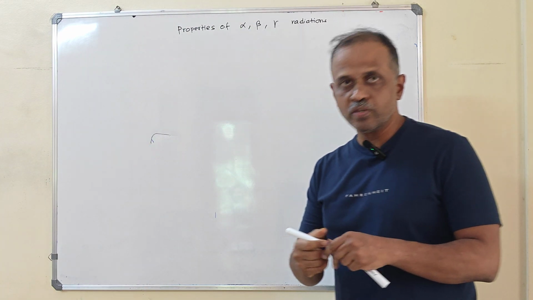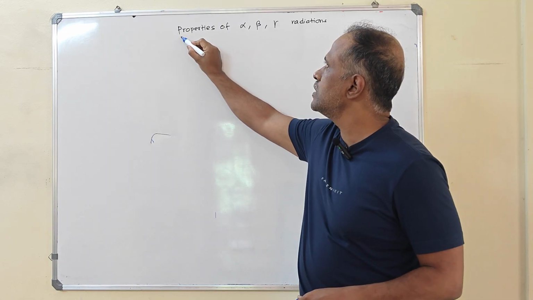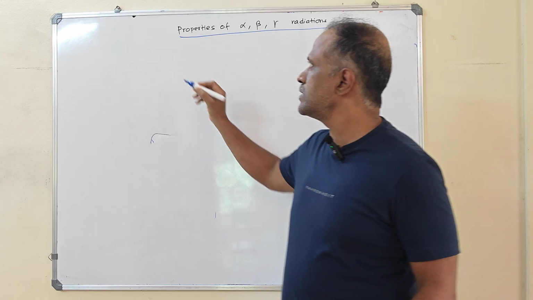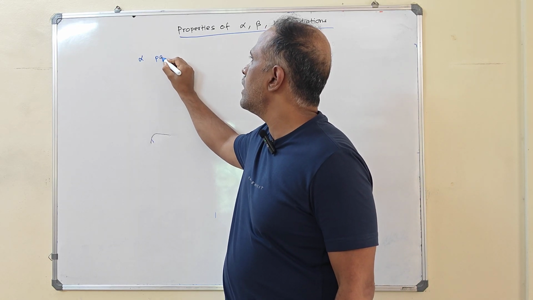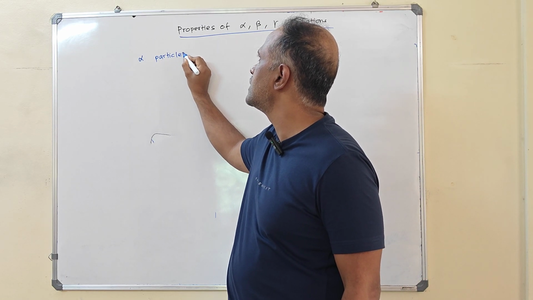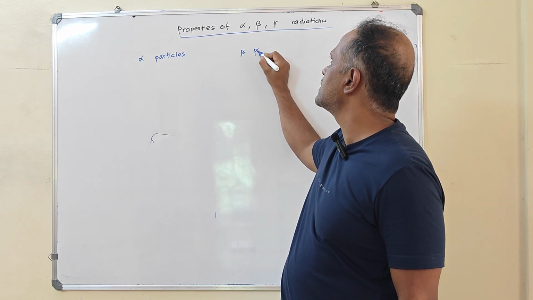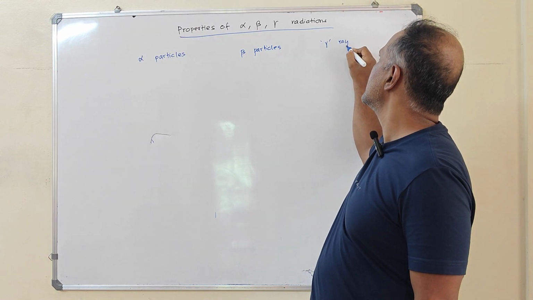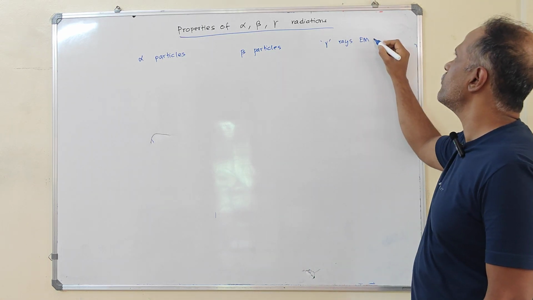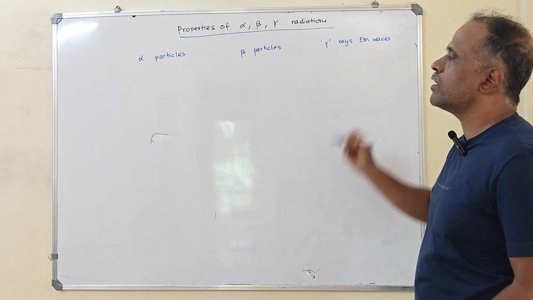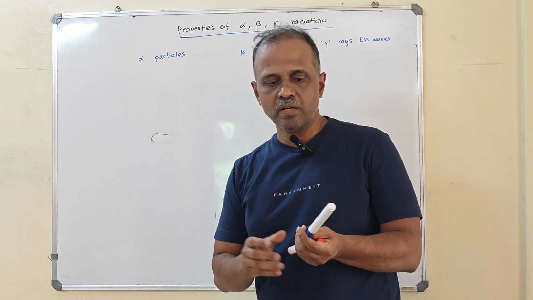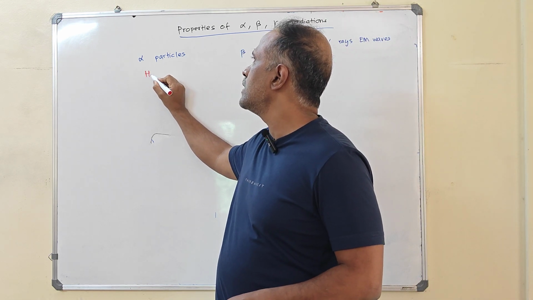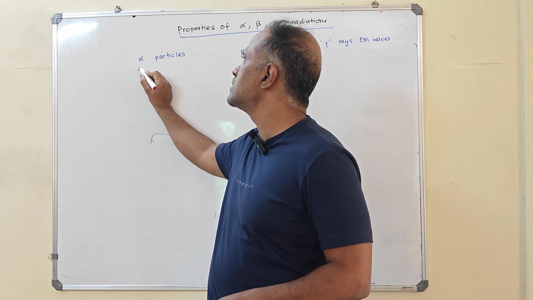Good morning students. Today we are going to study the properties of alpha, beta and gamma radiations. Understand one thing: alpha are particles, beta are also particles, and gamma are rays. They are electromagnetic waves, or EM waves. Just to summarize, an alpha particle is nothing but a helium nucleus.